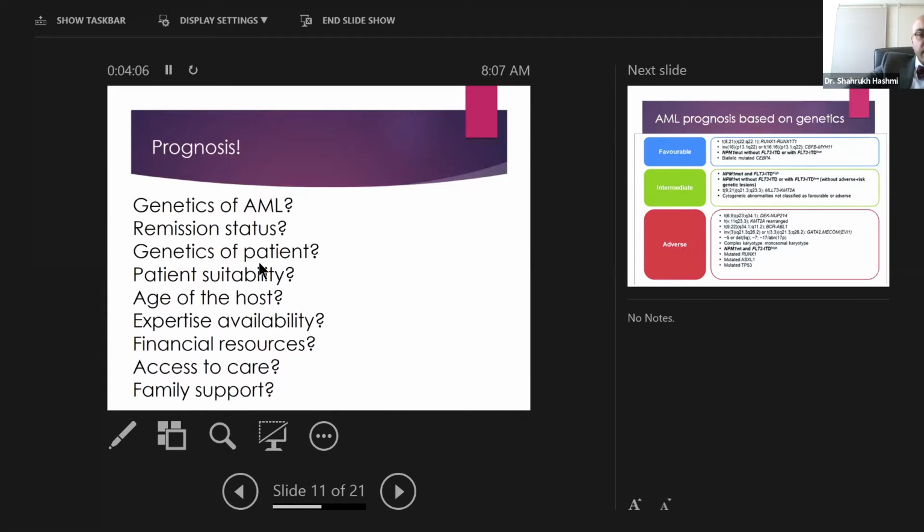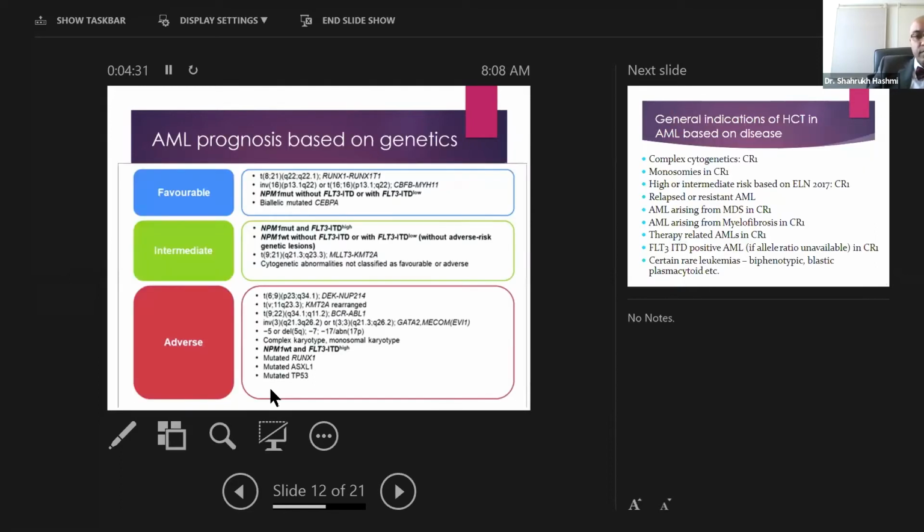I enlist here: remission status, genetics, patient suitability, age of the host, expertise, availability, financial resources, access to care, and family support. So all of these things actually do play a role in transplant, equally important to the genetics of AML. And the real world data is actually showing the reason why all these factors play a role.